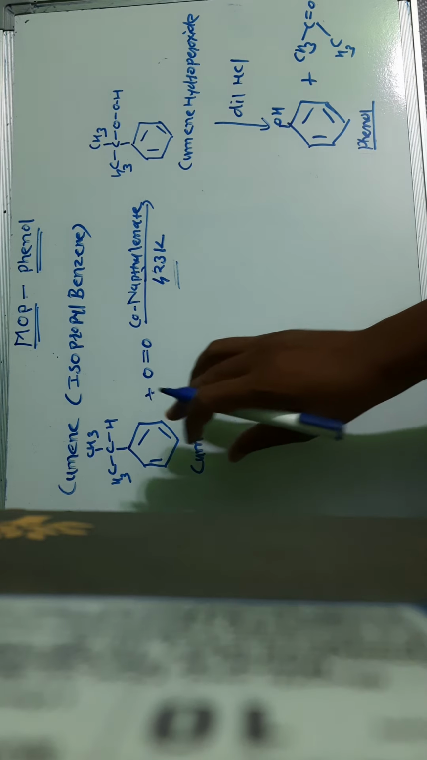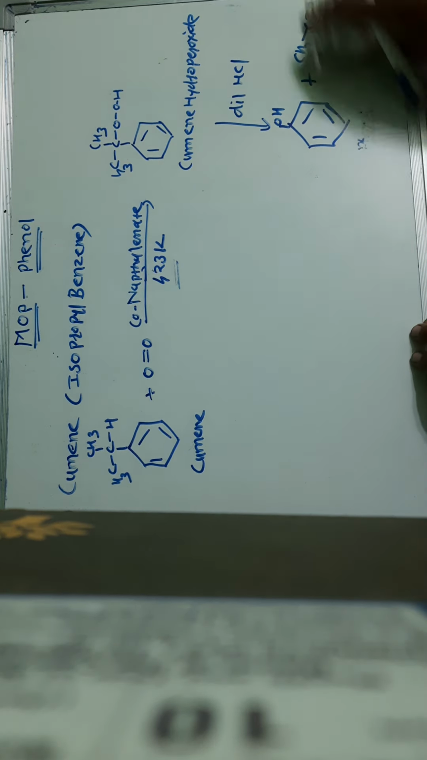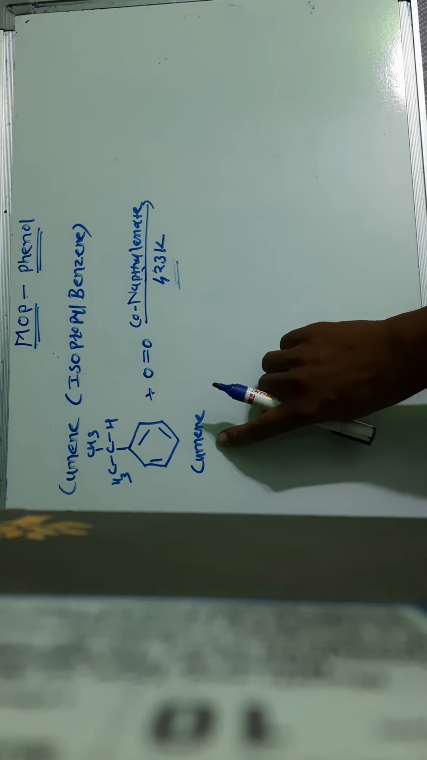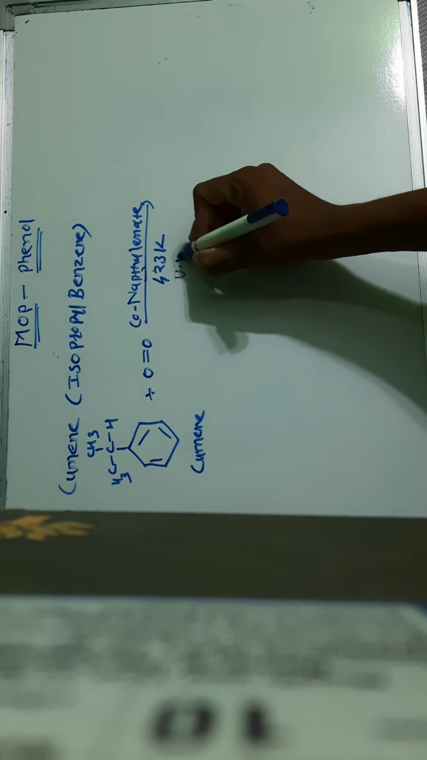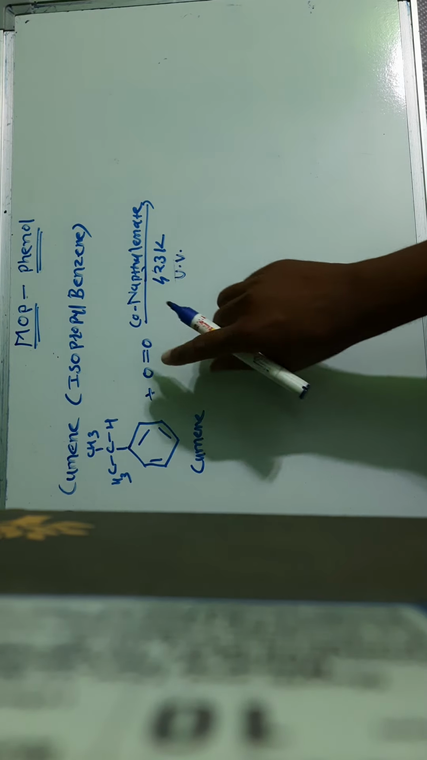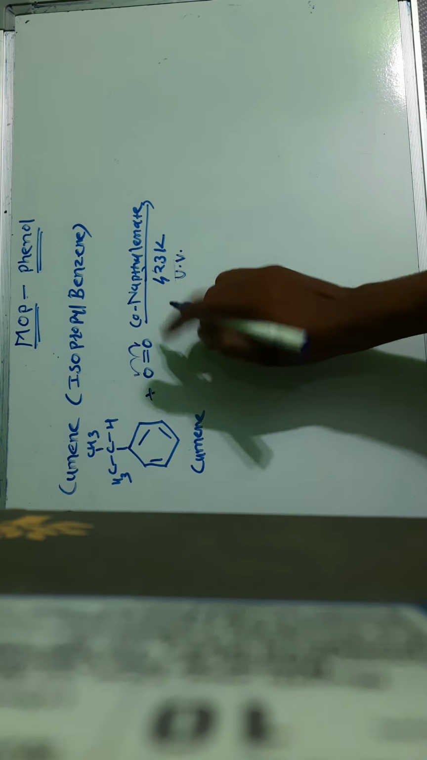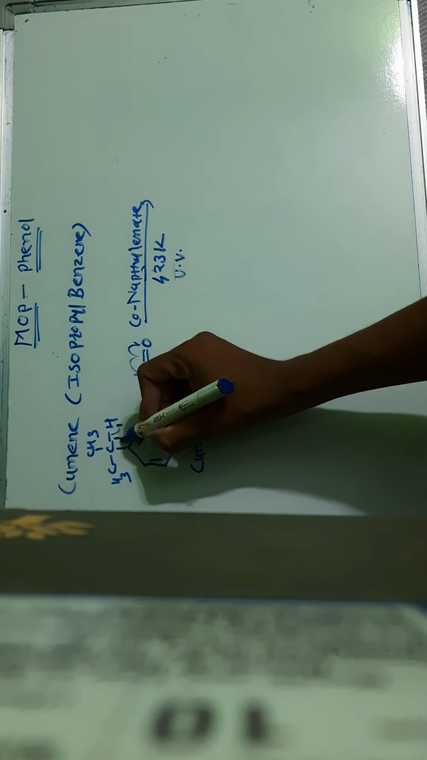Now let's see how this reaction is possible and what is the mechanism of this reaction. First, when cumene reacts with O2 gas in presence of cobalt naphthenate at near about 423 Kelvin, and in presence of ultraviolet radiation, the pi bond is broken by homolytic fission, and we get oxygen free radicals. This bond also breaks symmetrically, and we get the free radical.